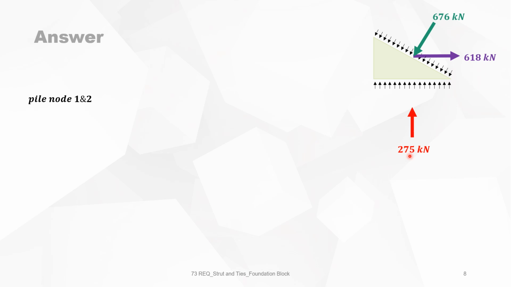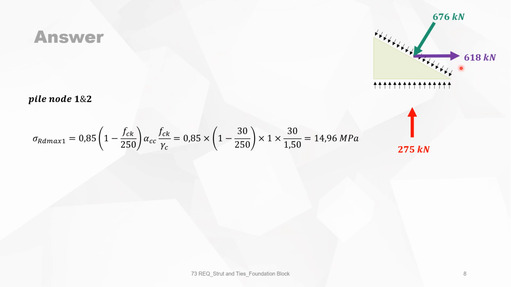is 275 kilonewton, and the tension in the tension strut or tension tie is 618 kilonewton. So we first start with the maximum allowable stress in a node where tension and compression are meeting. Then we have 0.85 times this value, and it gives you in total 14.96 megapascal as admissible compressive strength.